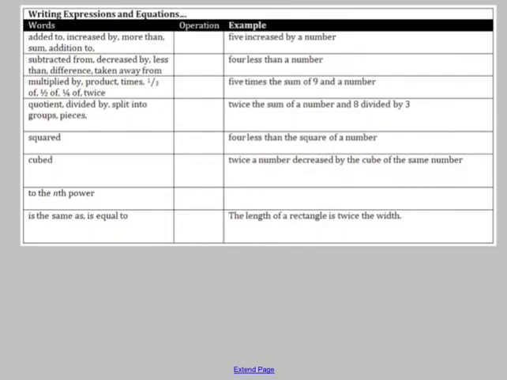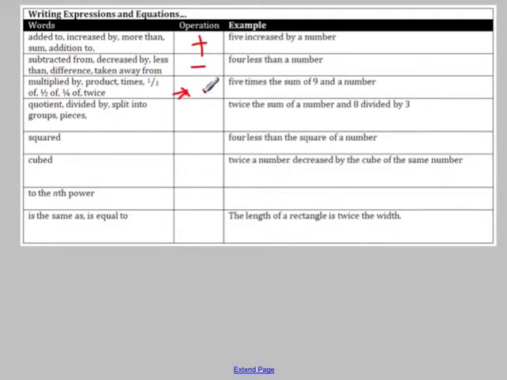Now let's take a look at this chart. A lot of times in math, we have to take words and translate them into math symbols. And this is kind of like your cheat sheet. Whenever you see something like added to, increased by, more than, sum, addition to, all of those things tell you that you need to add. If you see subtracted from, decreased by, less than, difference, taken away from, all of those are subtracting. Next, if you see multiplied by, product, times, a third of, a half of, a fourth of, all of those mean multiplication.